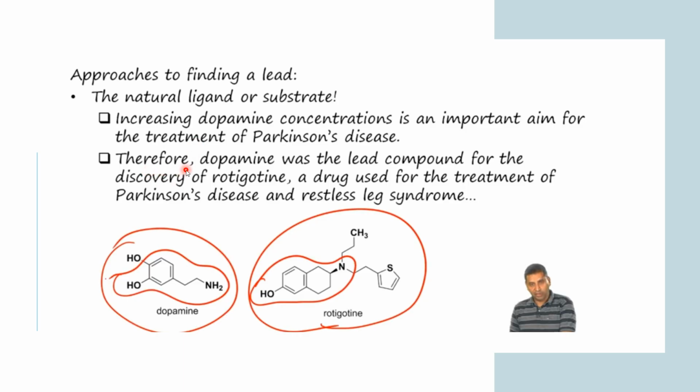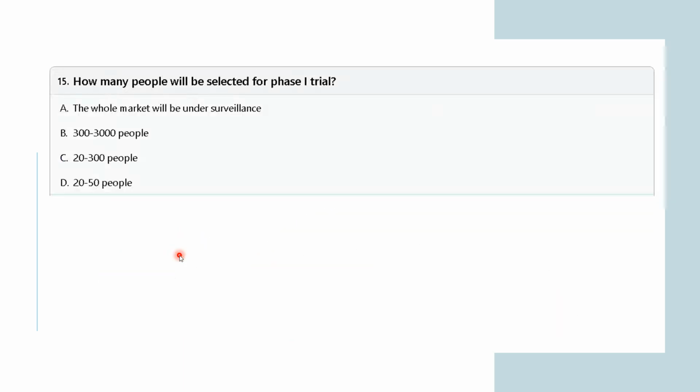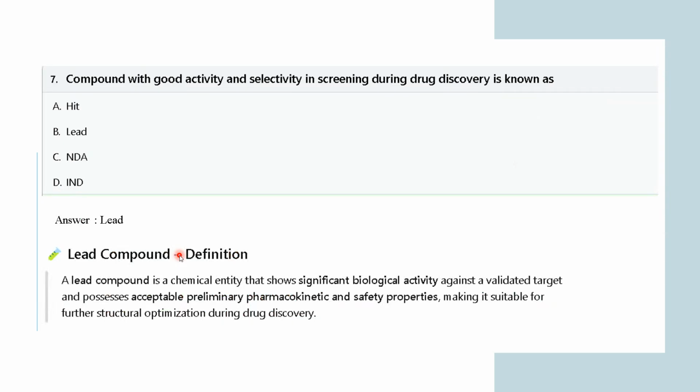Okay, so therefore dopamine was the lead compound for the discovery of rotigotine, a drug that is used for the treatment of Parkinson disease and restless leg syndrome. So basically, dopamine here is your lead compound to find a new compound which has higher biological activity, low toxicity, and low adverse effects. Okay, so this is how you will find a lead compound. I hope it is clear to everyone. So this is how we can say that a compound which has good activity and selectivity in screening of drug discovery is known as a lead compound. So is it clear to everyone?